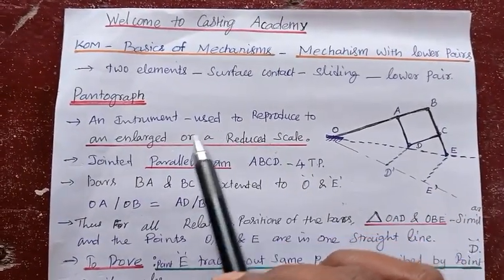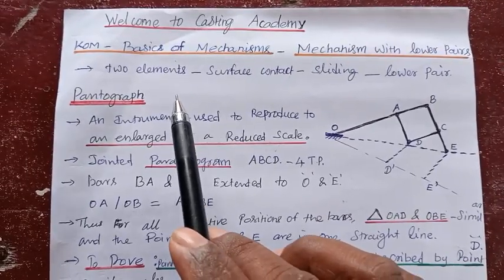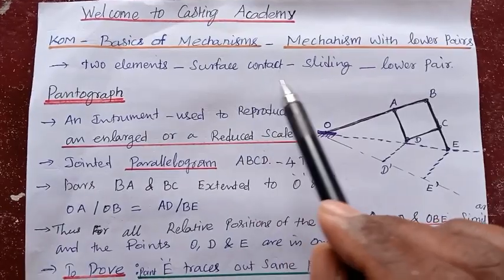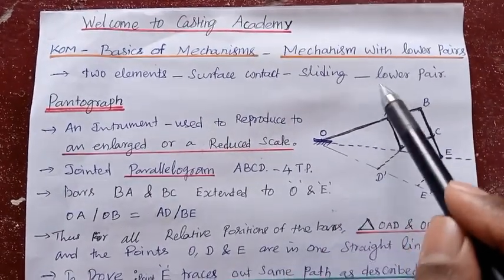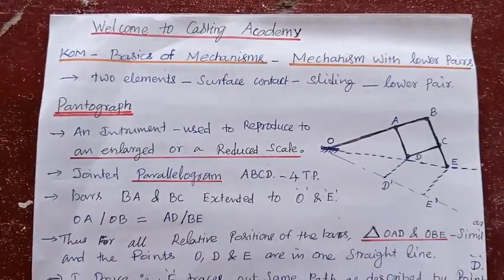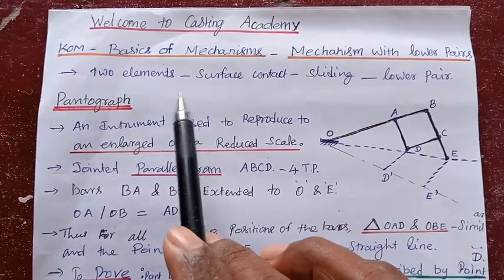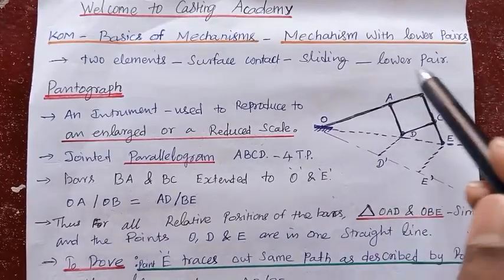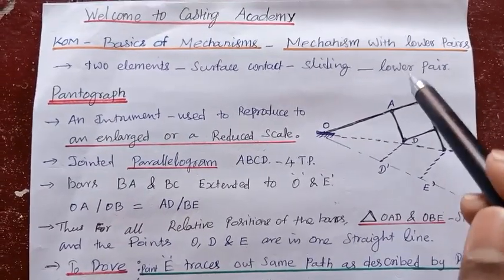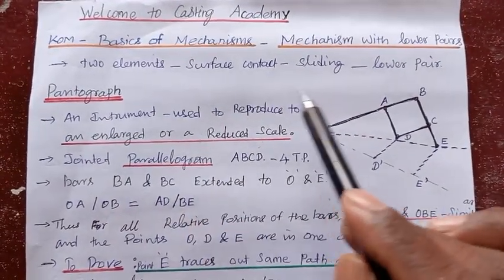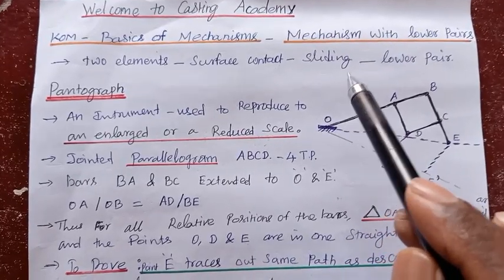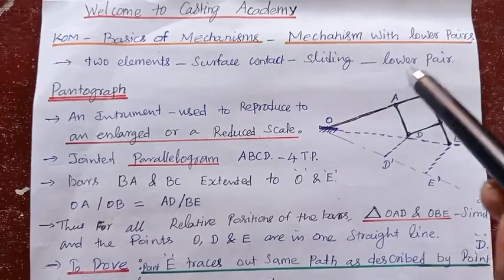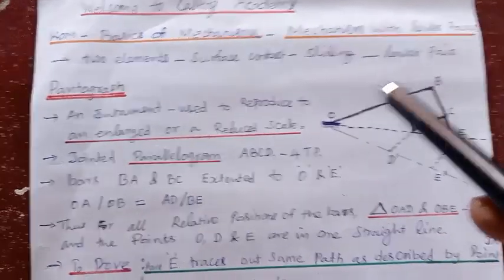What is a lower pair? When two elements are connected in such a way that they have full surface contact or sliding contact, that is called a lower pair. Lower pair means fully surface contact, which means sliding. So this is the mechanism with the lower pair.